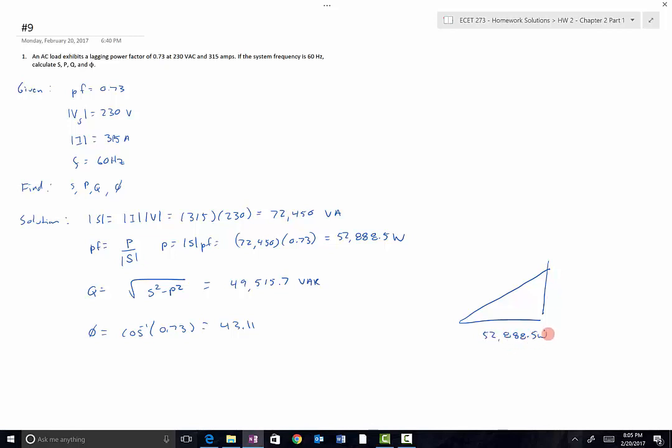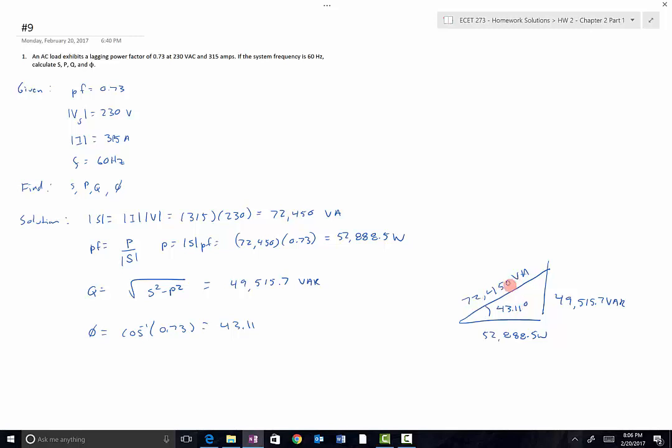52,888.5 watts, 49,515.7 var, 72,450 volt amps, and a power factor angle of 43.11 degrees.